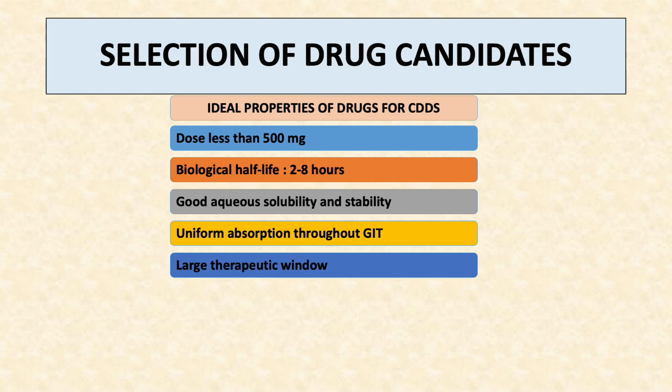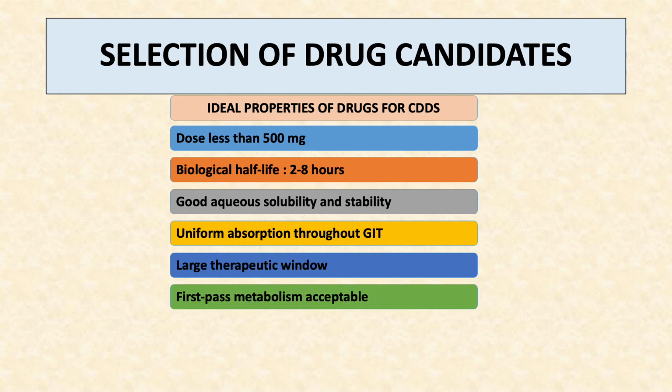Large therapeutic window means range between minimum effective concentration and maximum safe concentration. Controlled release is safer when even slight variation in drug release does not cause toxicity.